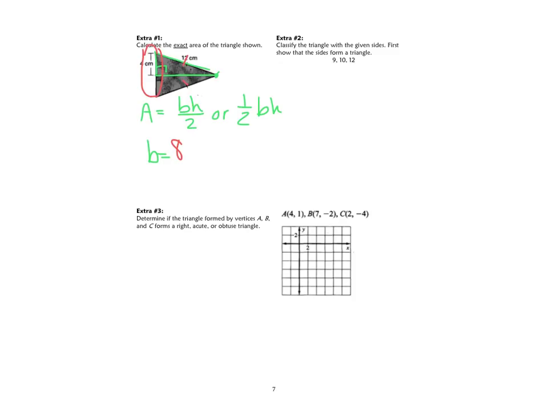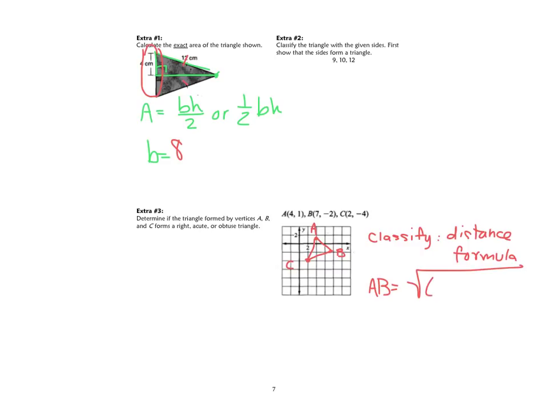Example 3, what you want to do is draw your triangle. Notice that I go by 2's here, so 2, 4, and 1 is going to be here. That will be point A. B is at 7, so 2, 4, 6, 7, negative 2 is right here. And then C is at 2, negative 4, right there. To classify the triangle, you have to find each side length using the distance formula. You're going to have 3 different side lengths to calculate here because I don't have any horizontal or vertical. So I'll do AB with you guys.